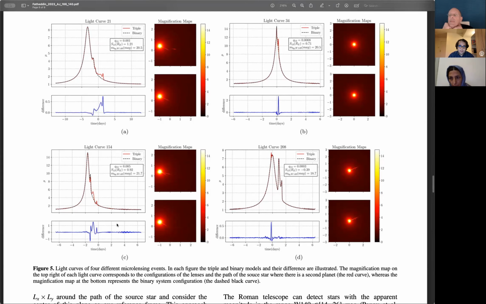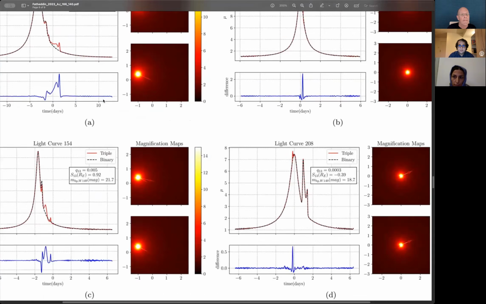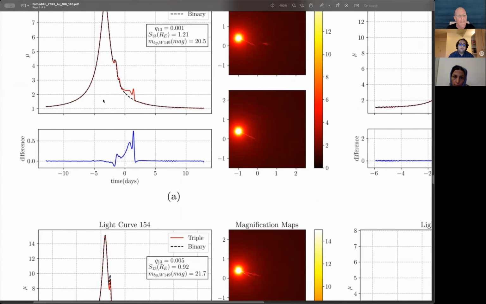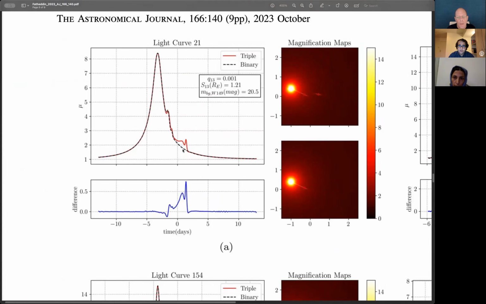For example, light curve 21: the red curve shows the triple scenario, the triple data. The dashed black line corresponds to the binary scenario where we only have a host star with one planet, so they are binary systems. And we can see the difference between the triple curve and the binary curve in the blue curve below the light curve.